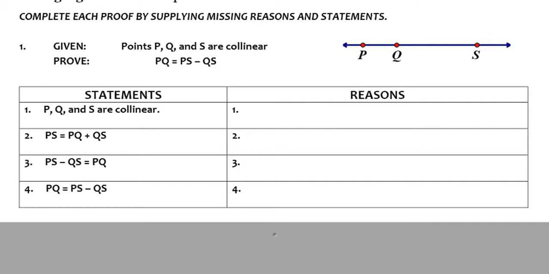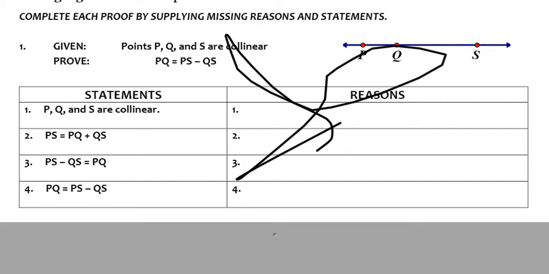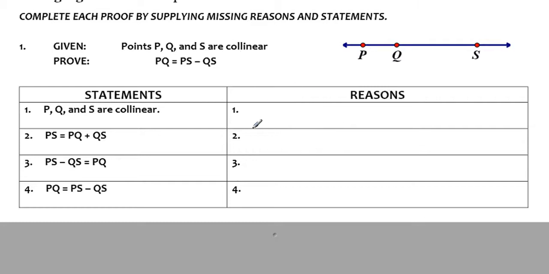when you're putting a reason in, all you're doing is basically saying why you're allowed to do that. So you're going to be using a lot of definitions. The first one, P, Q, and S are collinear. Well, that was given to us. That's right here. So that's always going to be our given.